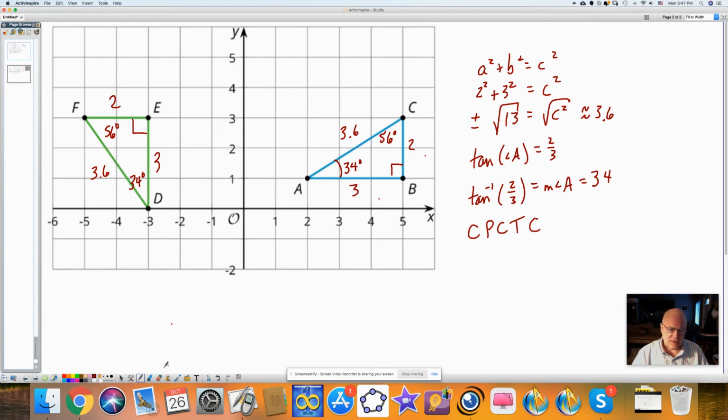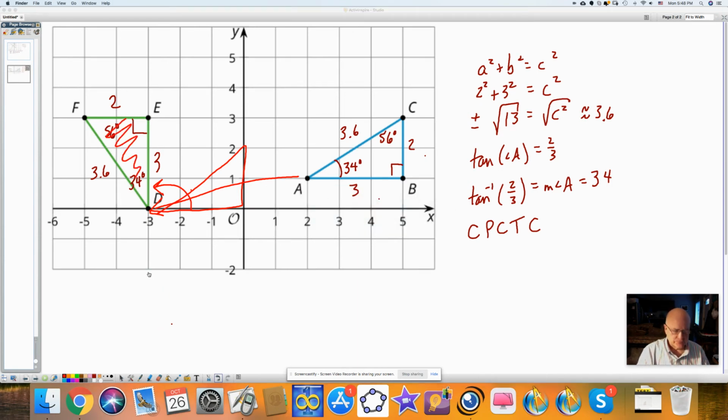to transform this, one way to possibly do it would be to translate by directed line segment from D to A, or if we're going the other direction, from A to D, in which case this would end up here. And then you could rotate it 90 degrees. And rotating it 90 degrees will end up on top of this one.